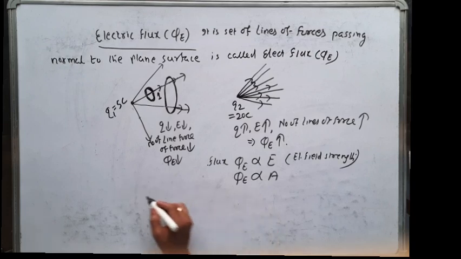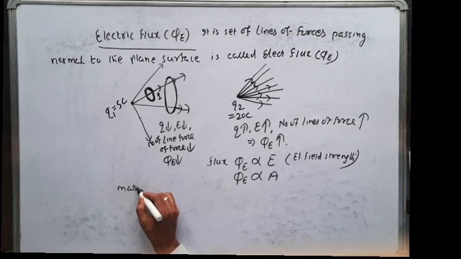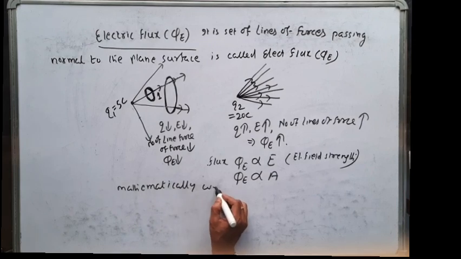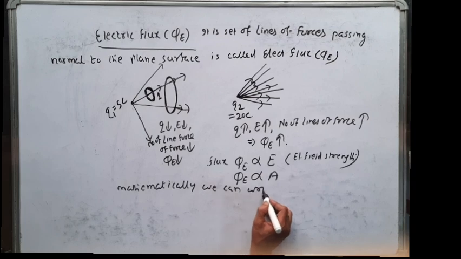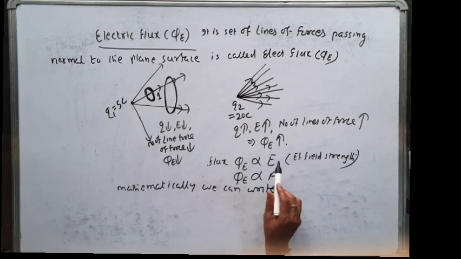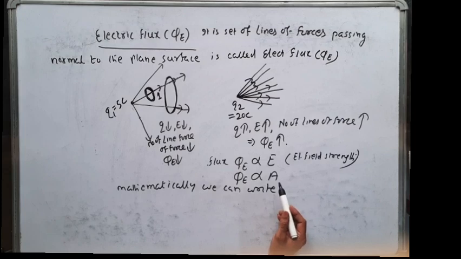So mathematically we can write the expression of flux. Just like momentum depends upon mass and momentum depends upon velocity, how can you write the momentum? It is the product of mass and velocity.